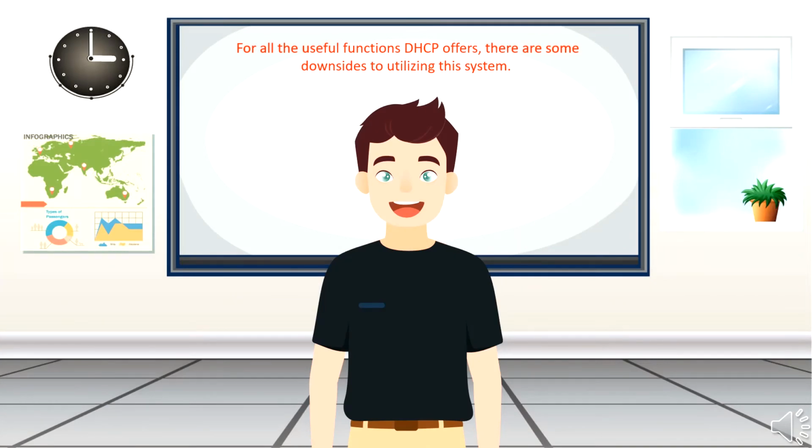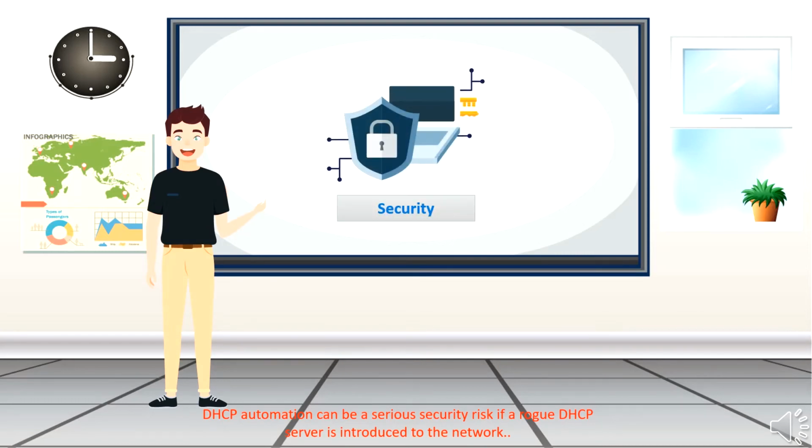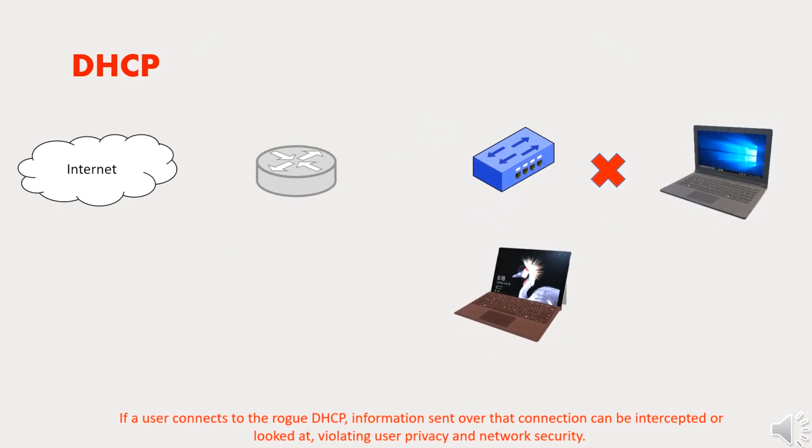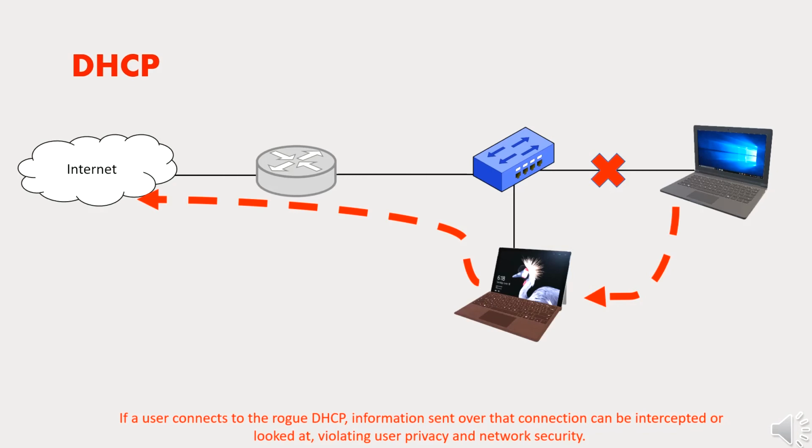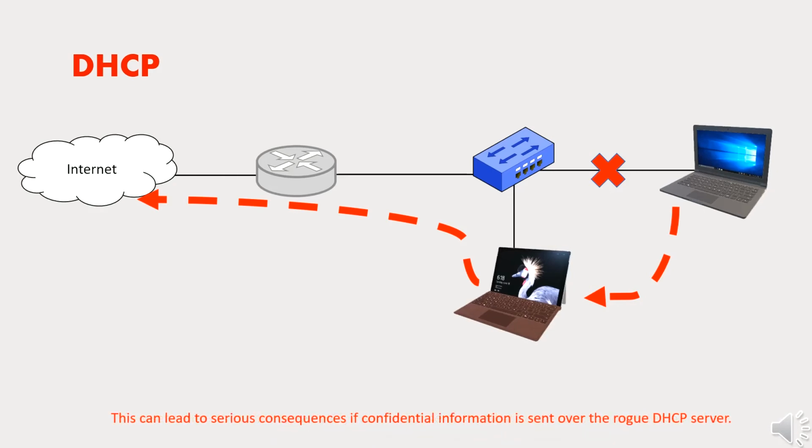For all the useful functions DHCP offers, there are some downsides to utilizing this system. DHCP automation can be a serious security risk if a rogue DHCP server is introduced to the network. A rogue server isn't under the control of the network staff and can offer IP addresses to users connecting to the network. If a user connects to the rogue DHCP, information sent over that connection can be intercepted or looked at, violating user privacy and network security. This can lead to serious consequences if confidential information is sent over to the rogue DHCP server.